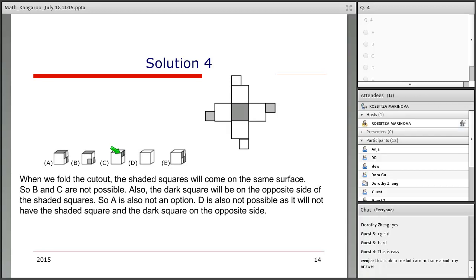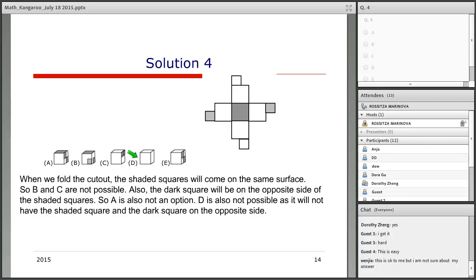Another thing if you see over here is the dark square. So this dark square should be on the opposite side of the shaded squares. So if you look at the answer A, it does have the shaded shape on the same surface. However, the dark surface is not on the opposite side. So A is also not an option. Now D is also not possible, of course, because it will not have the shaded square and the dark square on the opposite side.